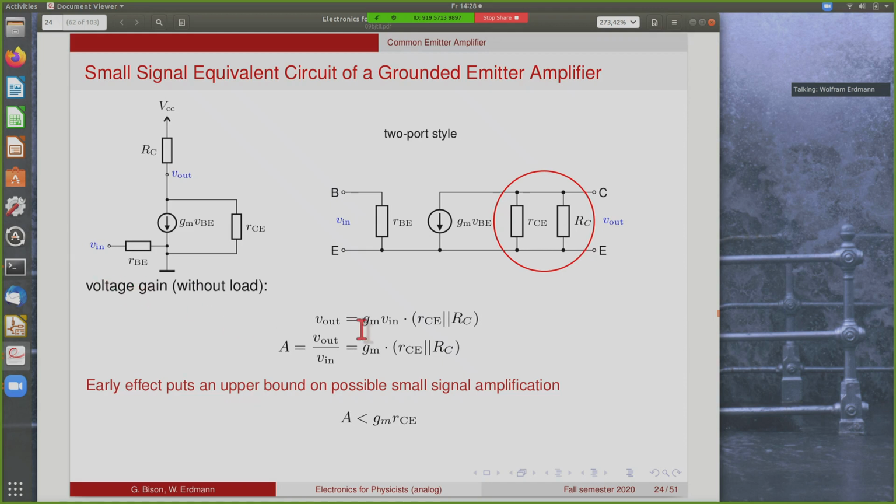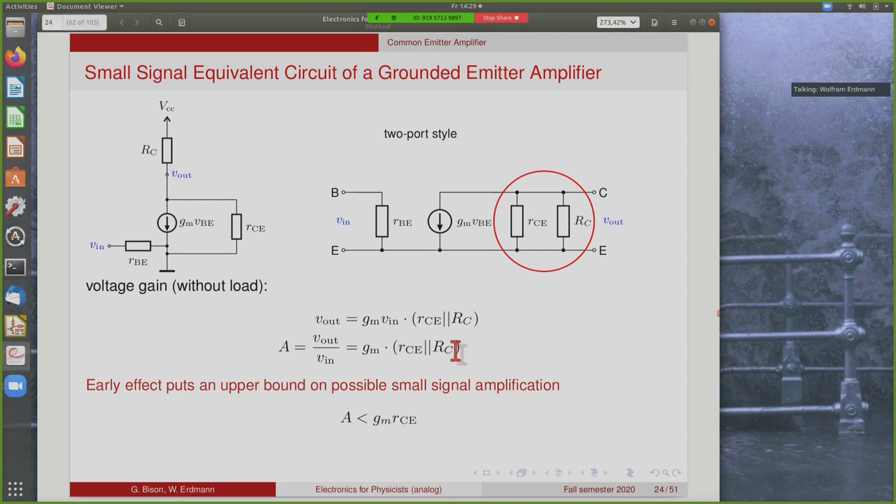So the voltage gain without load: the output voltage is this current here, which is Gm times the VBE, multiplied by the combined value of these two resistances, which we can take as parallel, as you can see from this equivalent circuit here. So the gain is simply V out over V in. So this is Gm times the parallel value of RCE and RC.